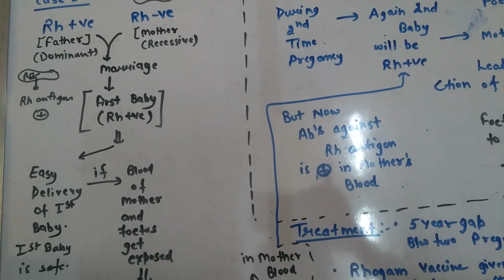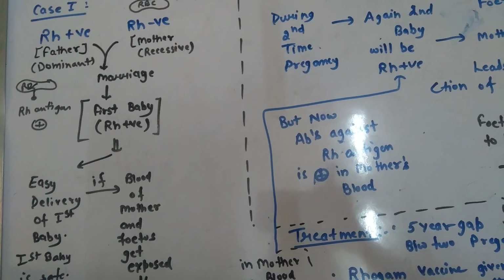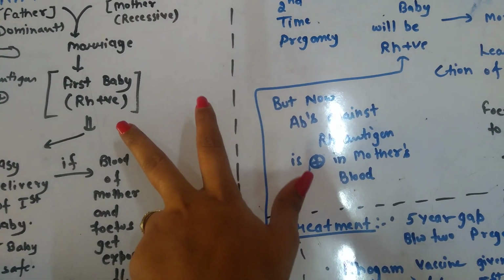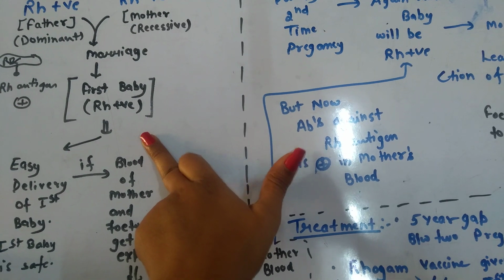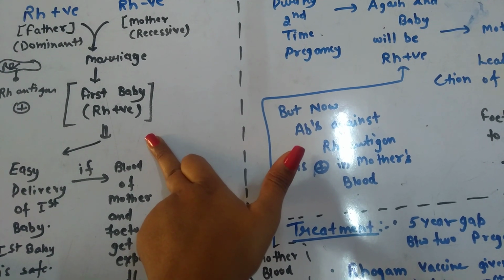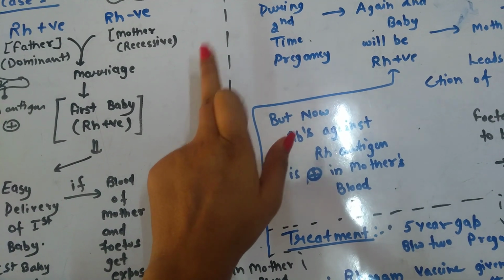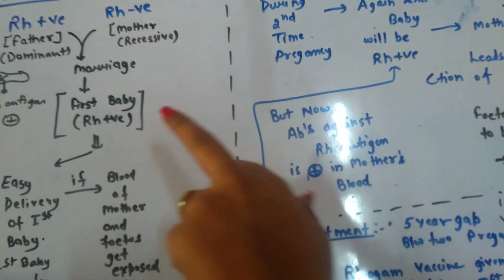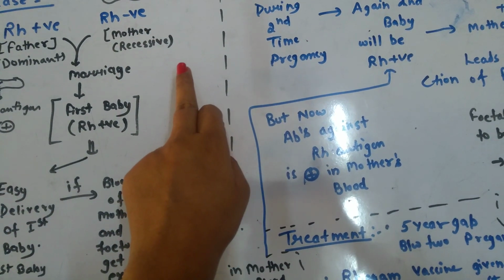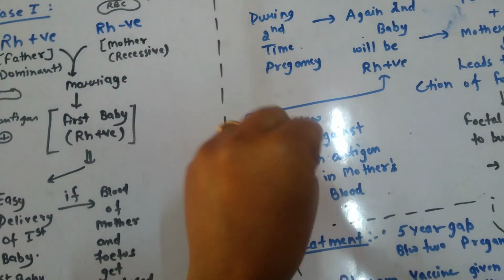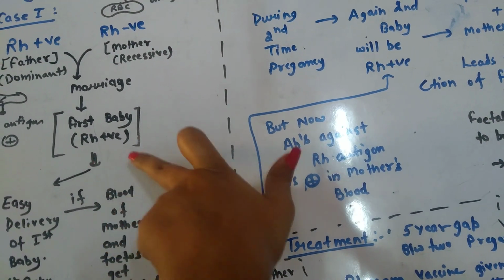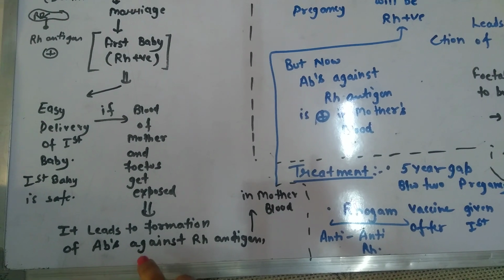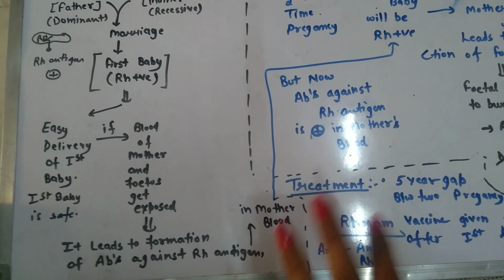Mother's blood is Rh negative, so there is a good chance that the mother's blood starts to synthesize antibodies against the Rh positive antigen. The Rh positive antigen is present on the RBCs of fetal blood, right? But inside the mother, the RBCs have no such antigen. So when the fetal blood gets exposed to the mother's blood, the mother's blood starts to synthesize antibodies against this Rh antigen. So the blood of mother and fetus get exposed, and it leads to the formation of antibodies against Rh antigen in the mother's blood. This is the first case.